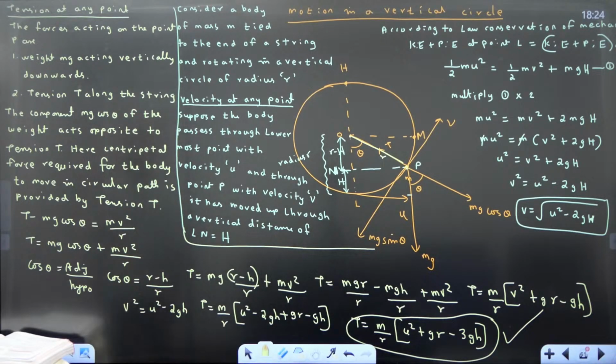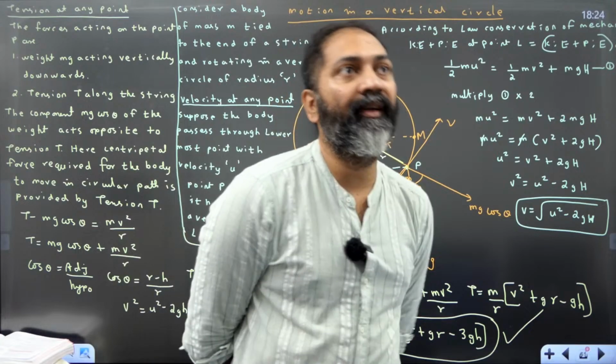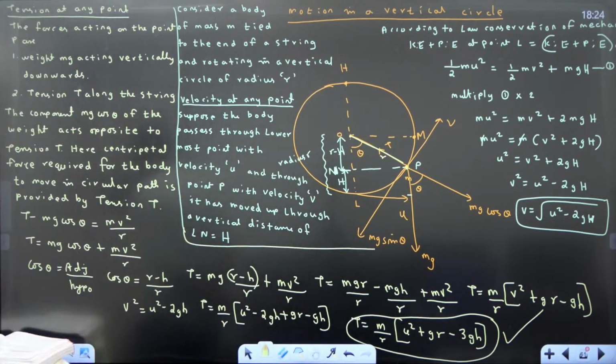Any doubt now? Tension at any point: T is equal to m by r into u square plus gr minus 3gh. Note here.